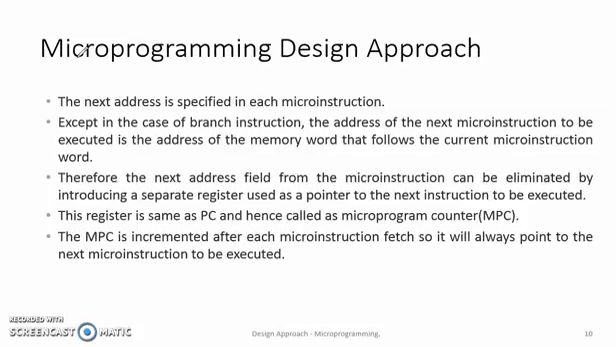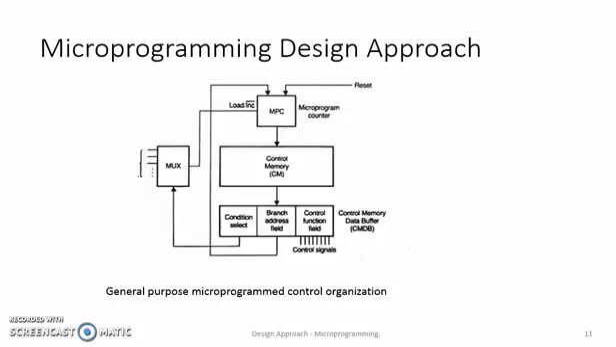Therefore, the next address field from the micro instruction can be eliminated by using a separate register which is used as a pointer to the next instruction to be executed. Since this register is similar to the program counter, we call this the microprogram counter. The microprogram counter is usually incremented after each micro instruction fetch so that it always points to the next micro instruction to be executed. The architecture of a typical microprogrammed control unit is shown in this slide.